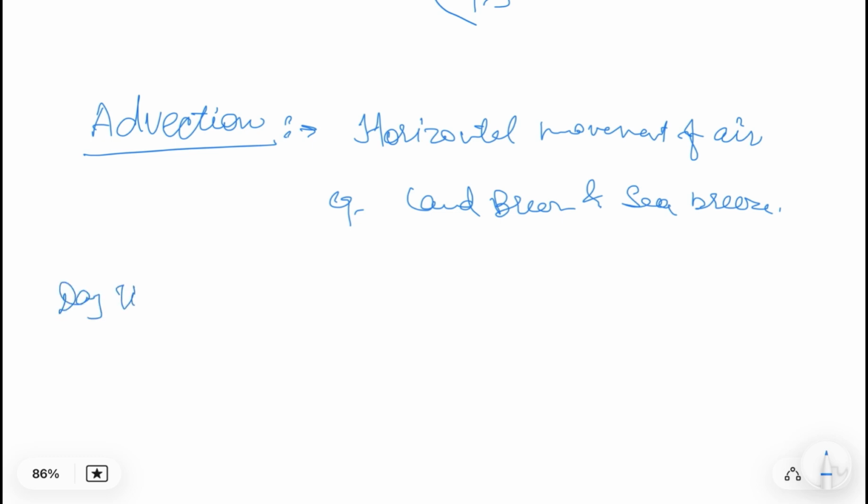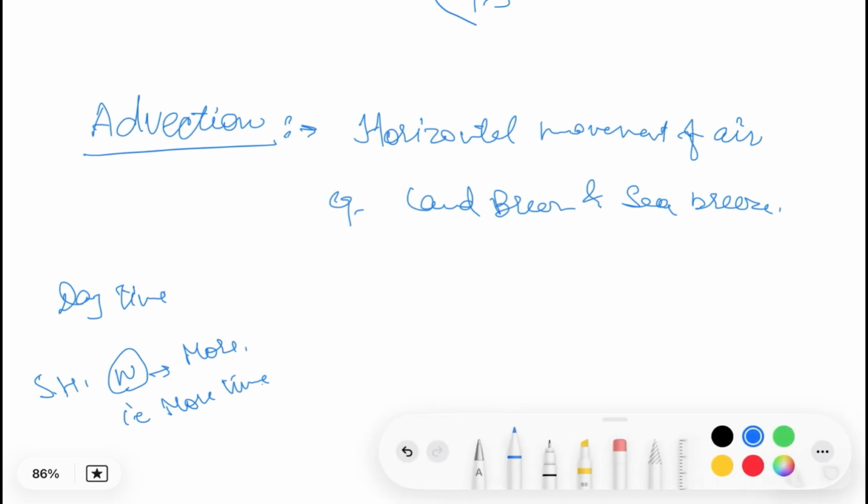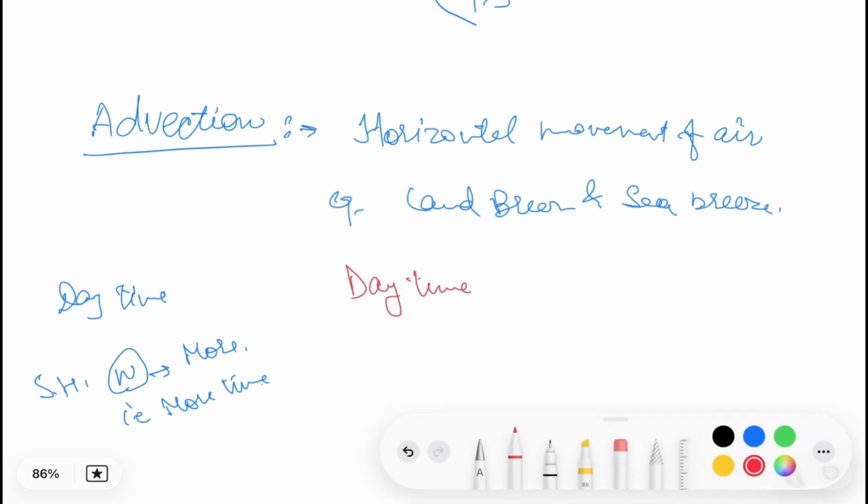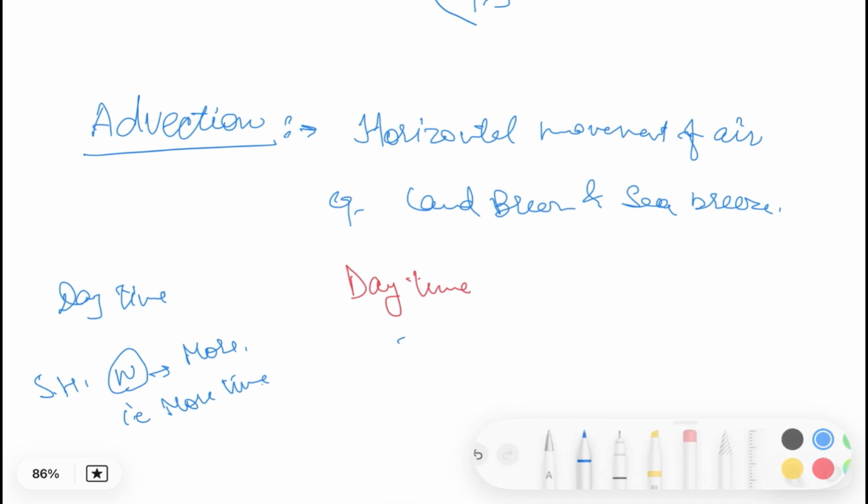During the daytime, we know that the specific heat of water is more. That is, it will take more time to cool and more time to warm. So during the daytime, the earth, the land surface, will get heated first. So this is the land and this is the water.